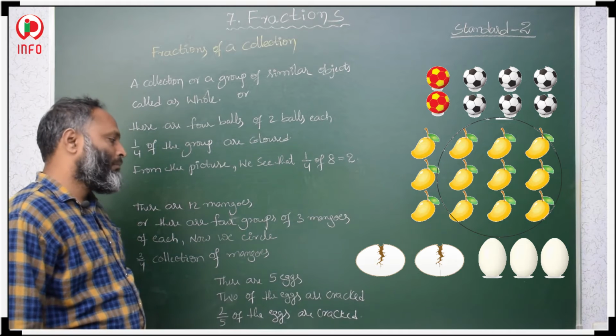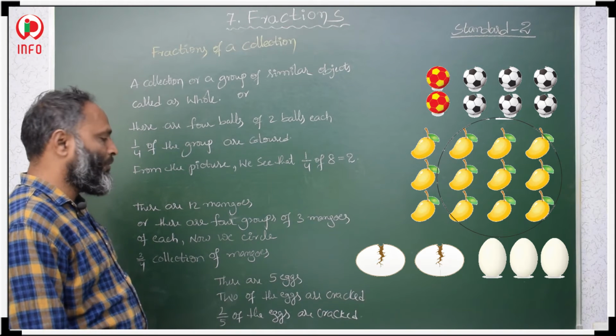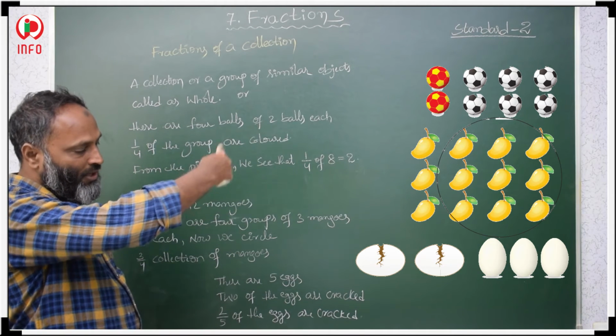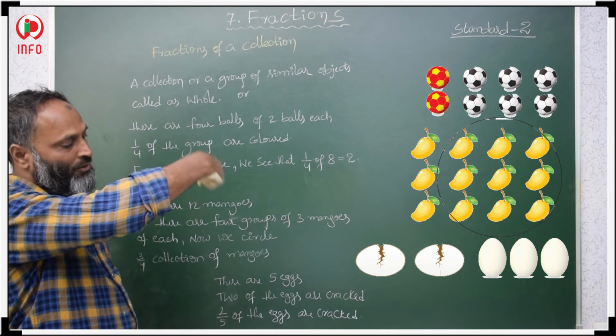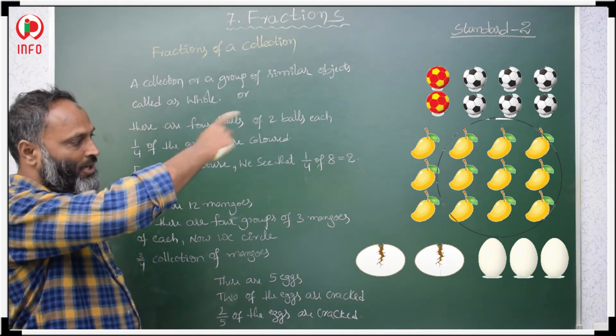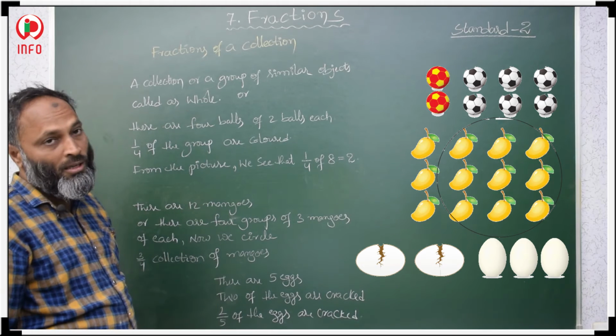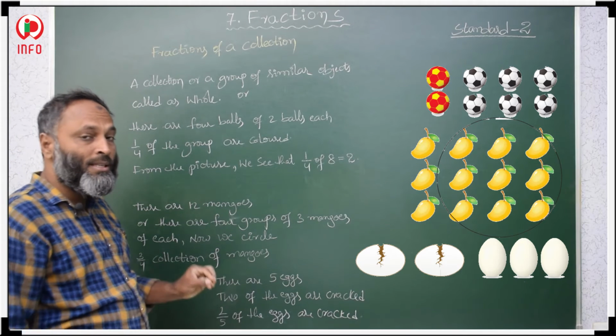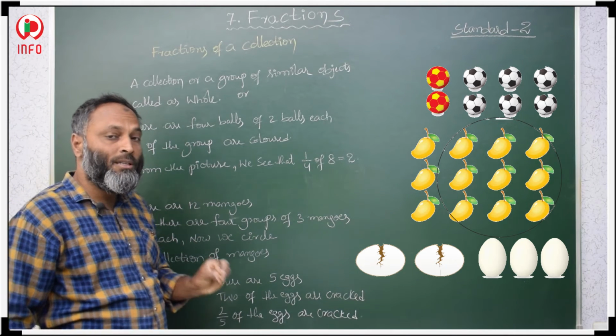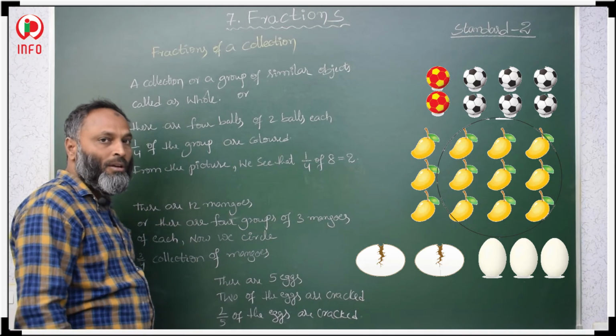Now circle 3/4, which means 3 groups we have to circle. So 3 columns we have to circle. So that is called 3/4 of a group. This is about similar objects. Now, the next one.